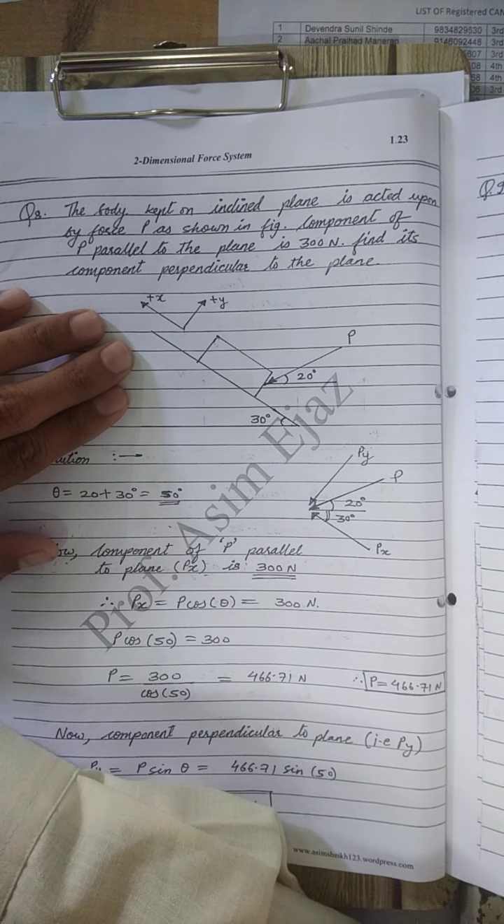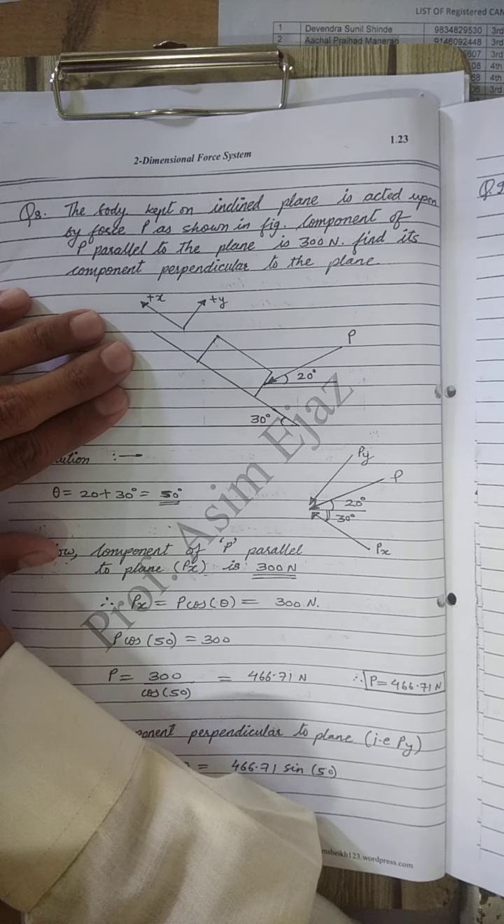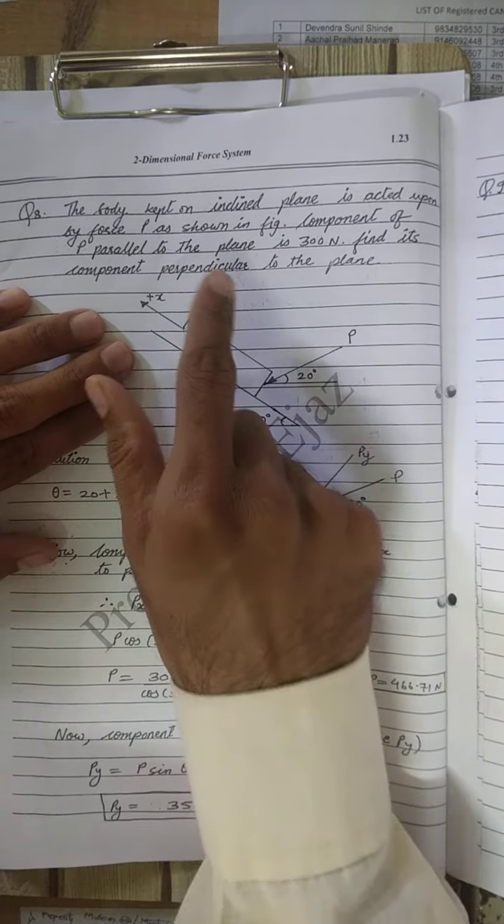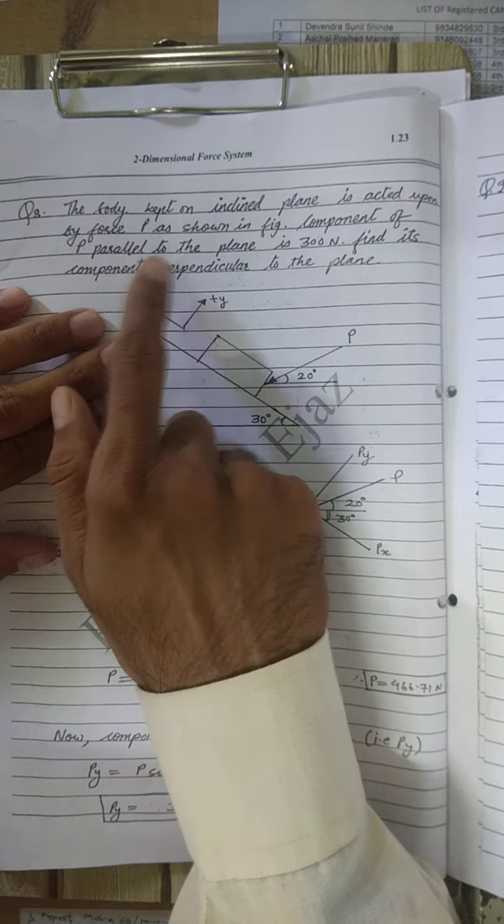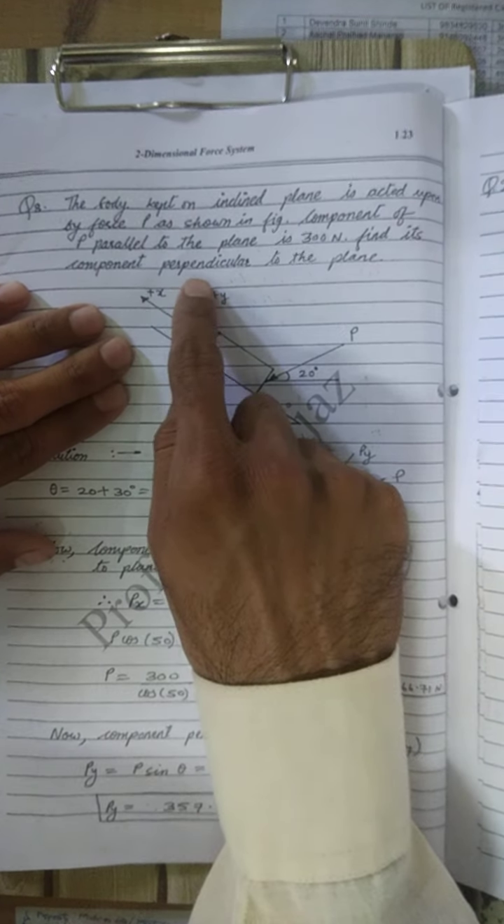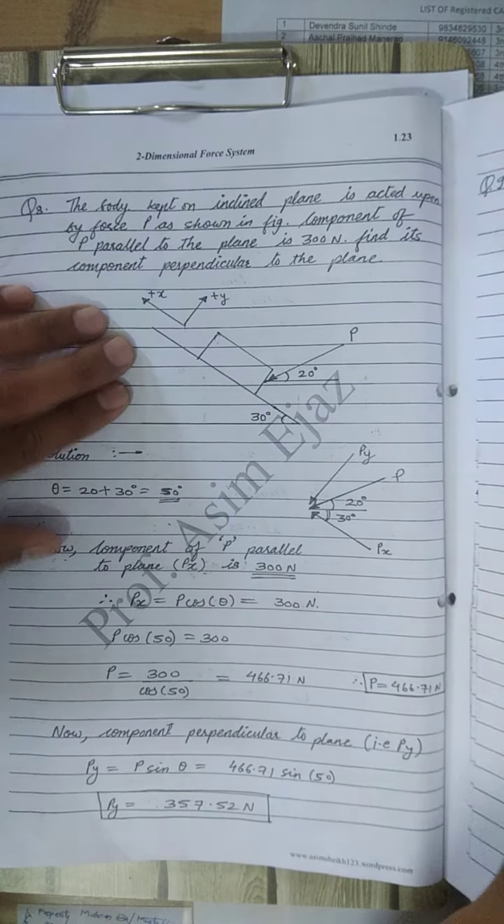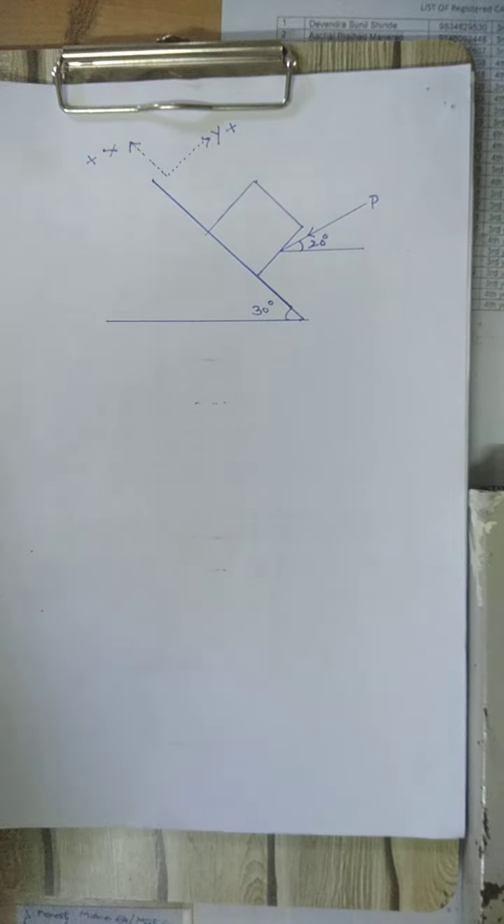Okay, so again I am reading the problem. The body kept on an inclined plane is acted upon by a force P as shown in the figure. Component of P parallel to the plane is 300 Newton. Find its component perpendicular to the plane. Here we will solve the problem, and I have the solution for this.